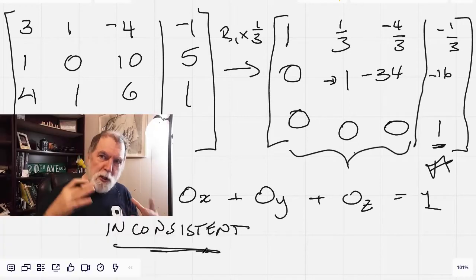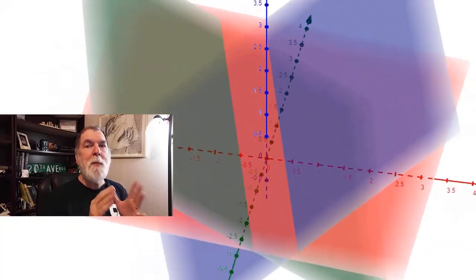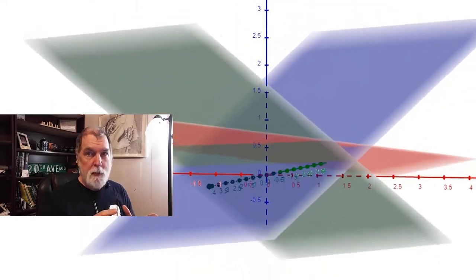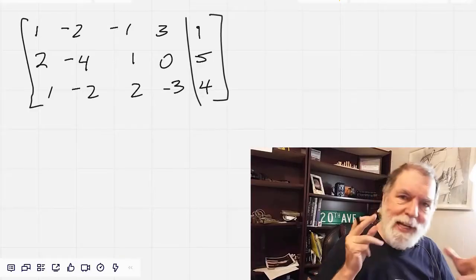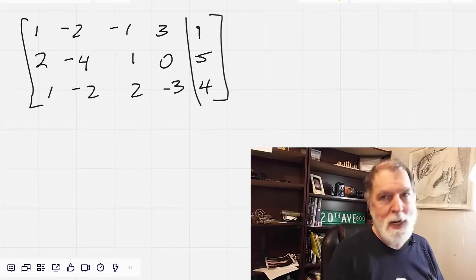We have shown algebraically what we could see graphically when those 3 planes failed to meet up in one single point. There is no solution. That is our solution. There is no solution. Let's turn the Gaussian algorithm loose on this matrix.